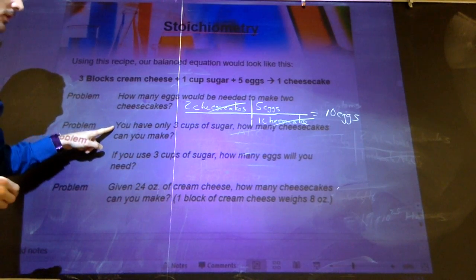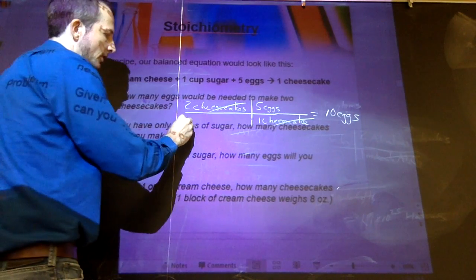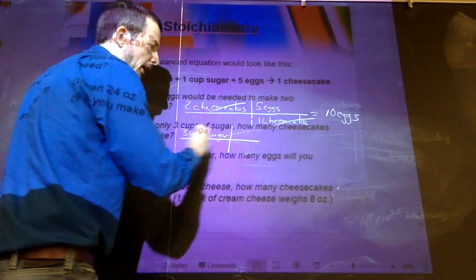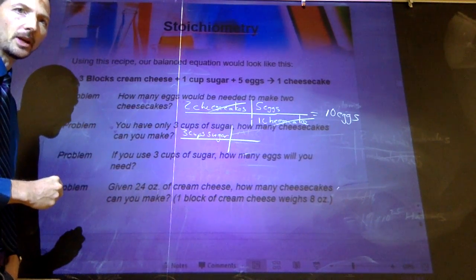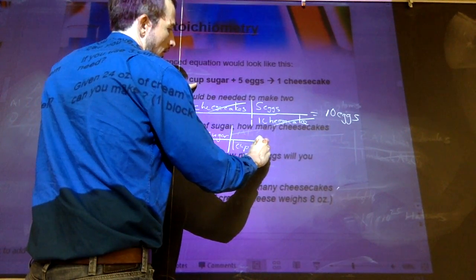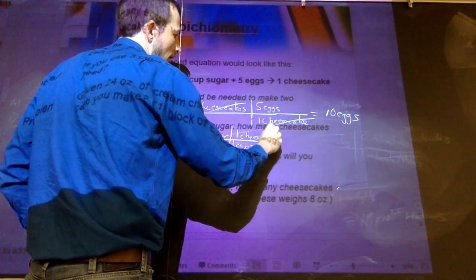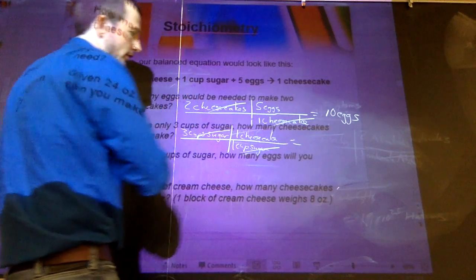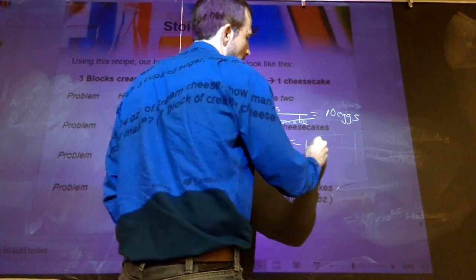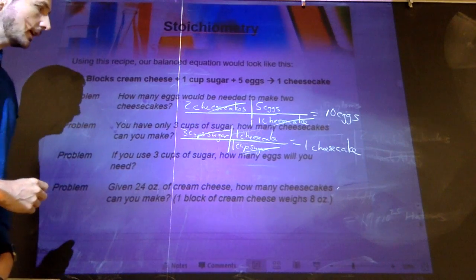If you only have 3 cups of sugar, how many cheesecakes can you make? So I'm writing down the measurement while I have this problem. So I know I have 3 cups of sugar. I'm converting that to cheesecakes using my balanced equation. So I know 1 cup of sugar is used to make 1 cheesecake. So I'm assuming I have enough of all the other ingredients. So 3 times 1. I can make 3 cheesecakes.